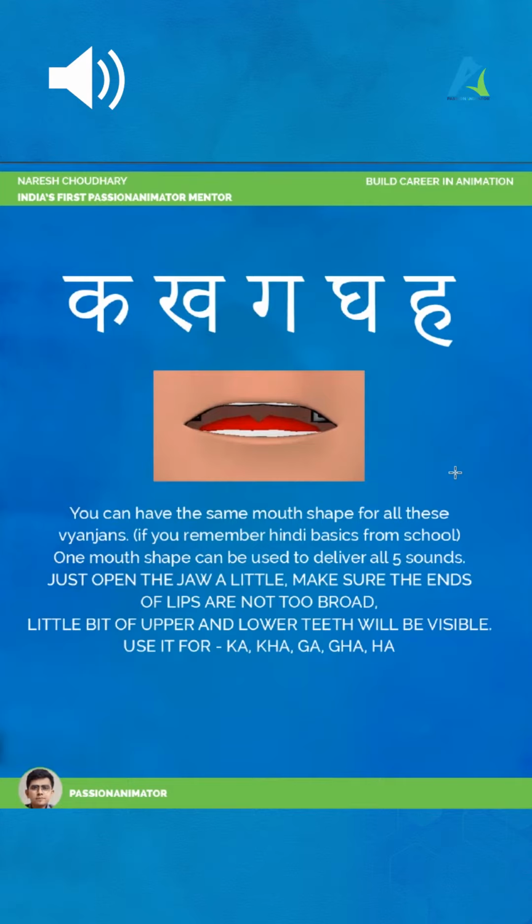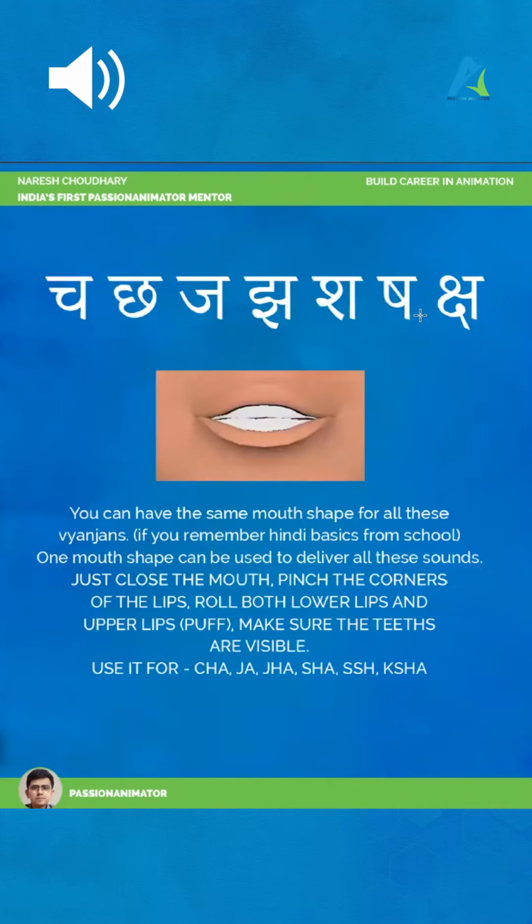If you see here, ka, kha, ga, gha, ha, all these letters actually sound the same. We do the lip sync in animation on the basis of the sounds, not on the basis of the letters or the languages. We do the mouth shapes on the basis of what we hear in our ears. So if you see this, ka, kha, ga, gha, ha, all these letters sound the same. So this is the shape which you can create to have these letter sounds.